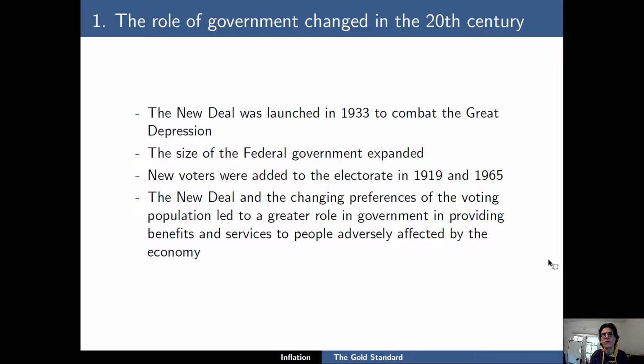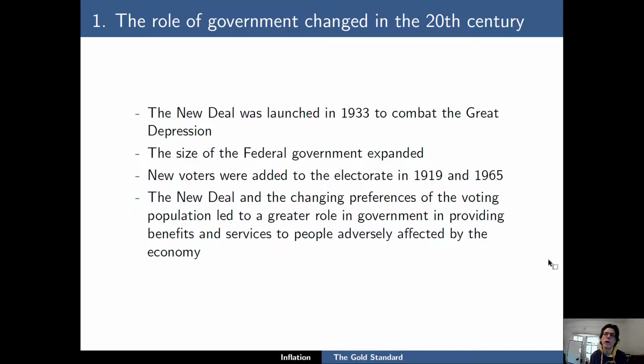So in the 20th century, the role that government played in people's lives changed. It started in 1933 when the Great Depression occurred, and Franklin Delano Roosevelt started the New Deal, which was a series of programs that created the start of the social safety net that we have today. Many of the things we think that the government does, such as Social Security, ensuring bank deposits, and school lunches for children of low economic status, all of these things came out of the New Deal and the expanded size of the federal budget.